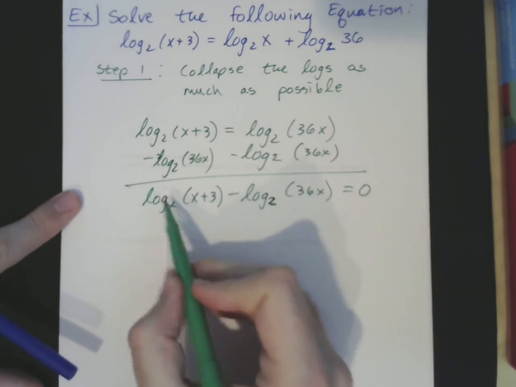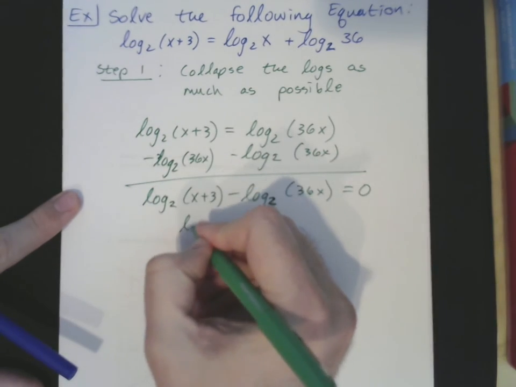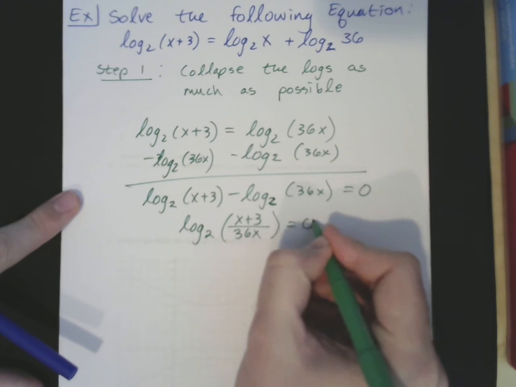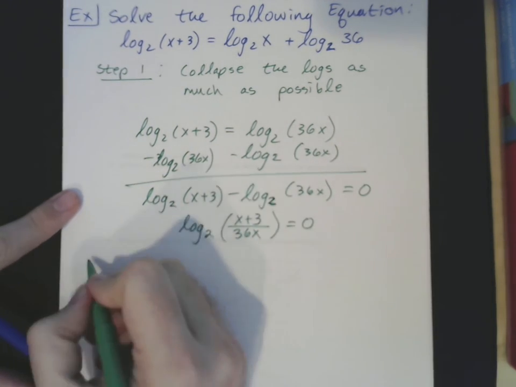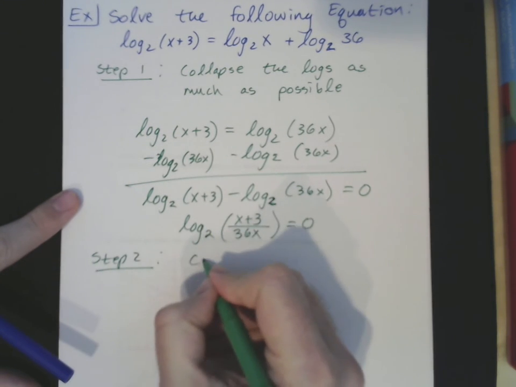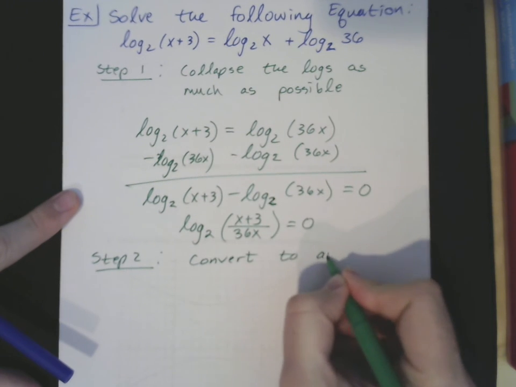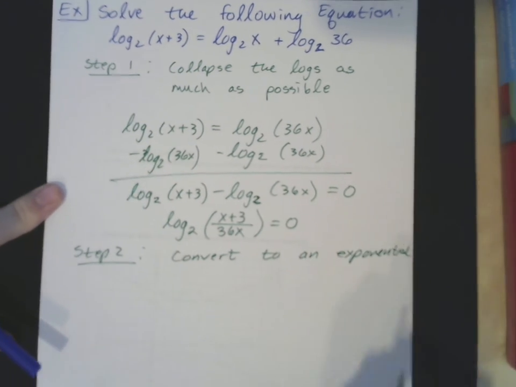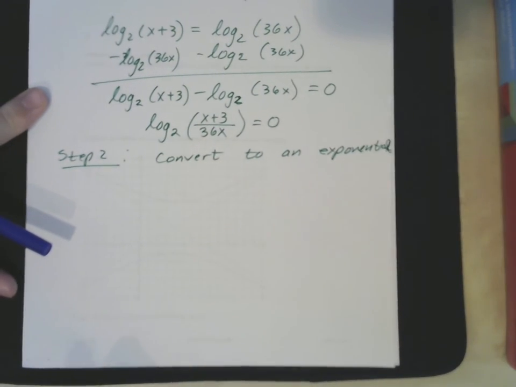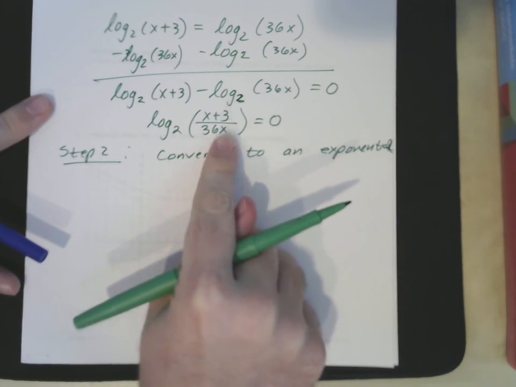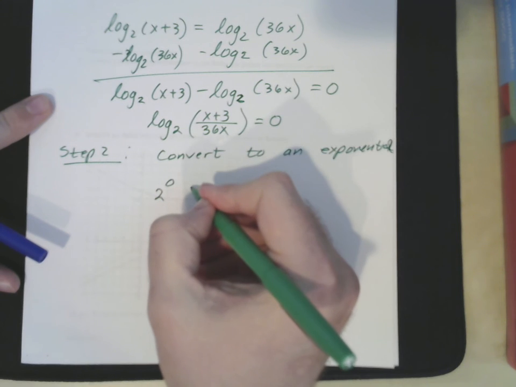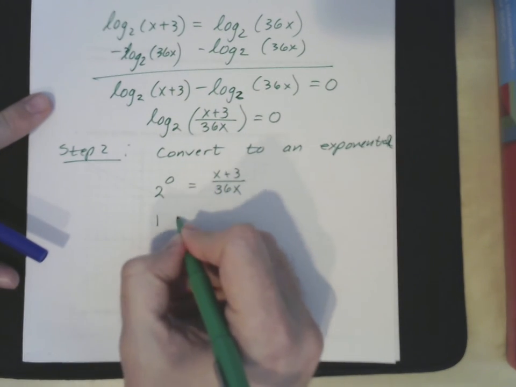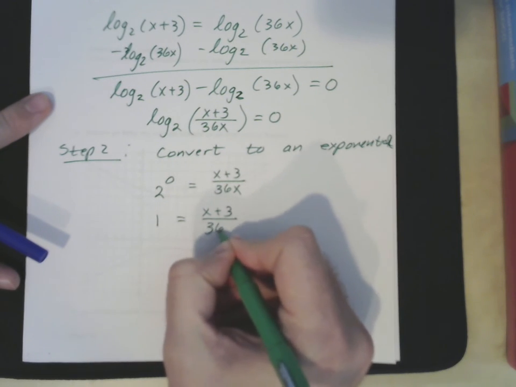So now I have a subtraction. They're both the same base, log base 2 and log base 2. So I can make this log base 2. First becomes the top, second becomes the bottom, equals 0. So why do we do this? Well, step 2 now is to convert to an exponential. So if we convert this to the associated exponential, it's 2 is the base to the 0 equals x plus 3 over 36x. 2 to the 0 is always 1. So 1 equals x plus 3 over 36x.